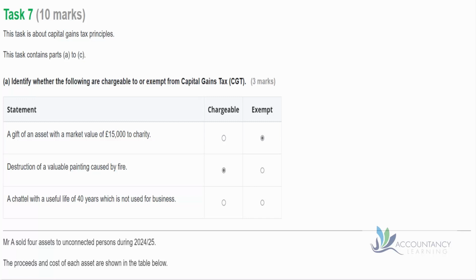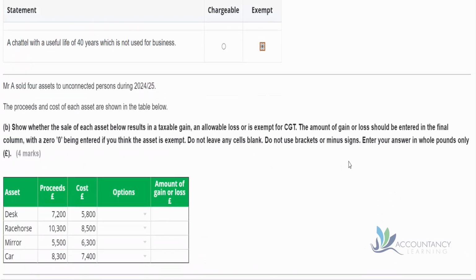Now we've also got the idea of a wasting chattel as well. A wasting chattel is a chattel where its life will not exceed 50 years. So things like caravans, boats, computers, those are wasting chattels. So in this case, we have a chattel which has a life that is less than 50 years. So this is a wasting chattel, and wasting chattels are exempt from capital gains tax. Okay, let's move on to the next part then.